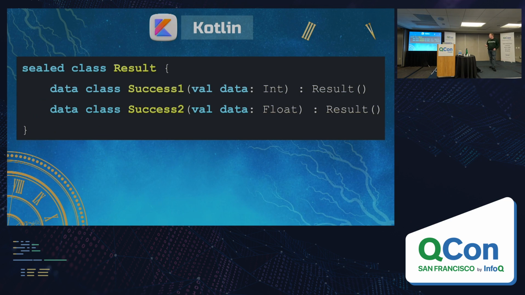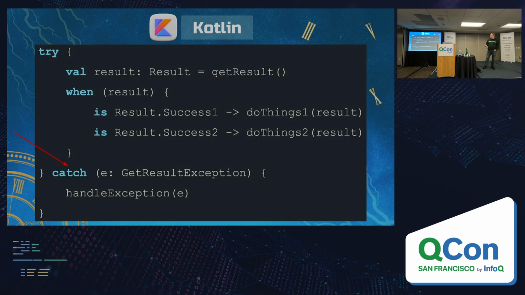In Kotlin, these algebraic data types are called sealed classes. And you can see here I've got one where it can either be a success1 or a success2. I've got this when statement that I can use as a pattern match on it. But what I want to show here is if the function that I'm using to get this result might throw an error, this is where I'm going to tie this back into the error handling. This thing might cause an error, so I have to put in this try catch statement, and I have to know what exception type might get thrown here.